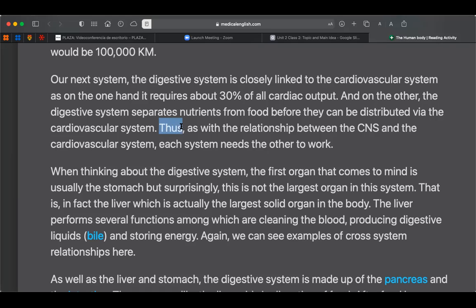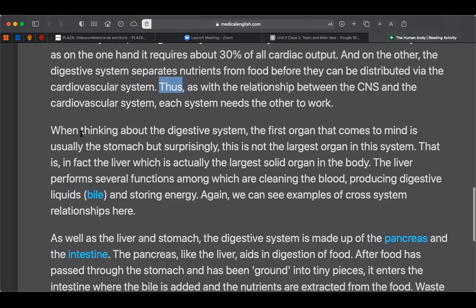Thus, with the relationship between the CNS and the cardiovascular system, each system needs the other to work. Okay, very good. If you want, you can continue.